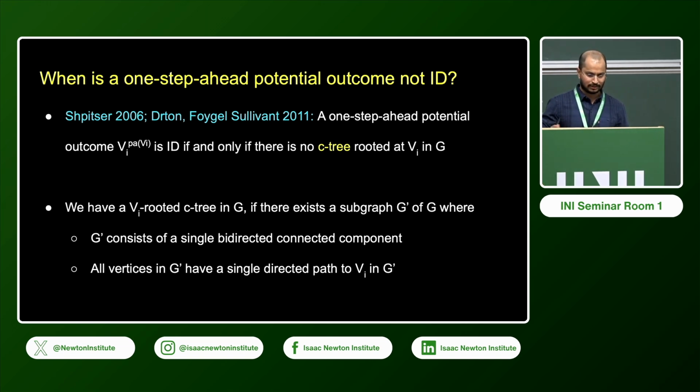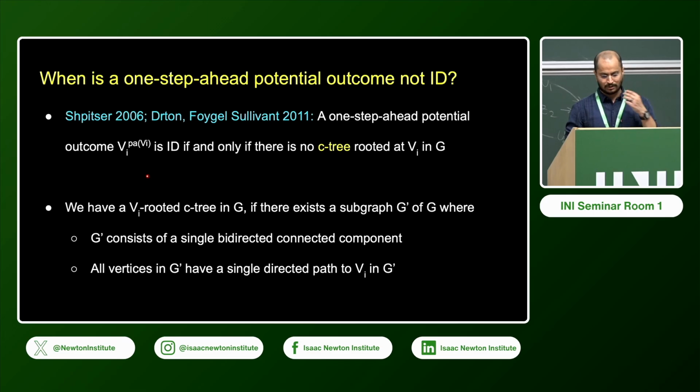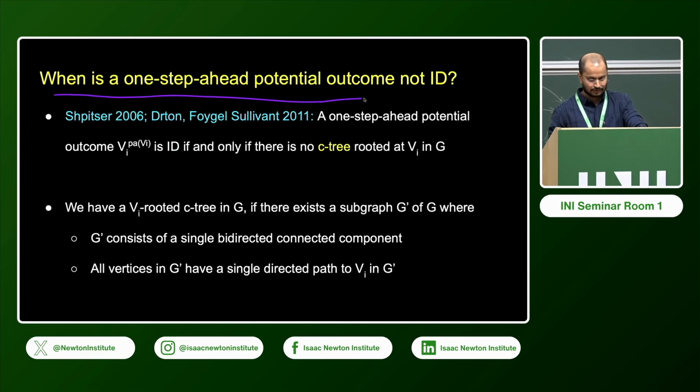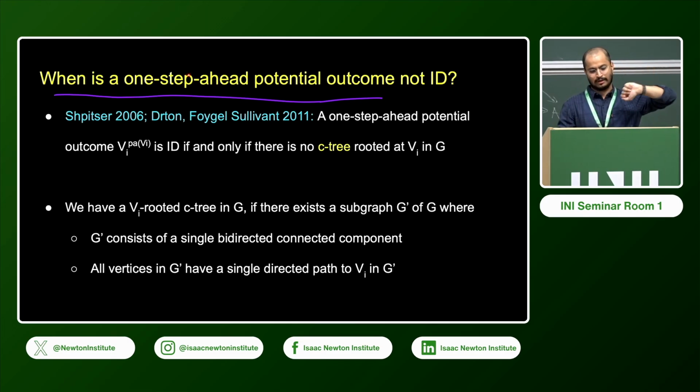I'll go through this relatively quickly, but I do think this is a very interesting result. It also has nice connections with the linear SEM literature, so linear structural equation models. We've talked about when the full data law is not ID, cross-world parameters not being ID, and when the joint post-intervention distribution could be not ID. And we've talked a little bit about when things like P of Y(a) could be not ID. You could also ask, when is a one-step ahead potential outcome not ID? We know the model is defined in terms of these one-step ahead potential outcomes. When is it impossible to identify one non-parametrically?